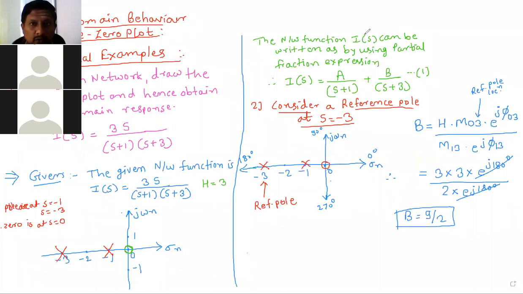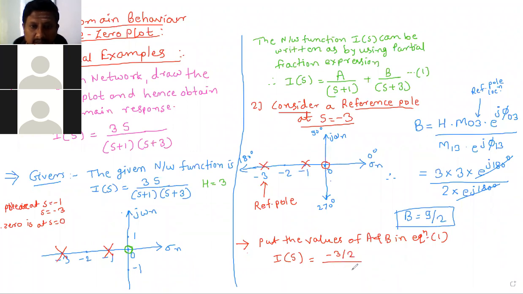Okay, so now we are moving towards the last step. Apply the Laplace, put the values. Put the values of A and B in equation 1. So we can get I of S is equal to, A is equal to -3 by 2 now, divided by S plus 1. Next, plus B value is 9 by 2 divided by S plus 3.